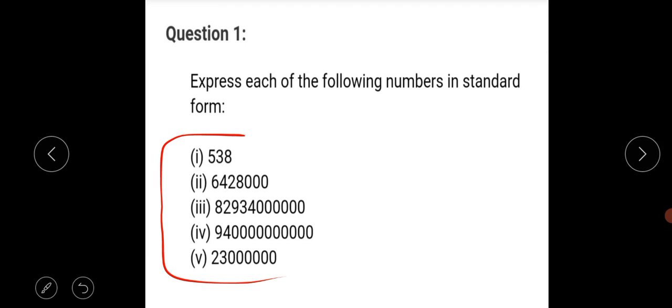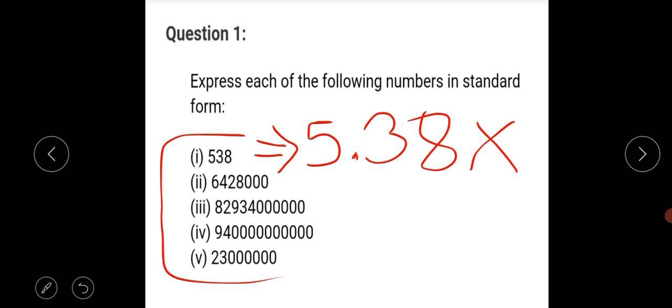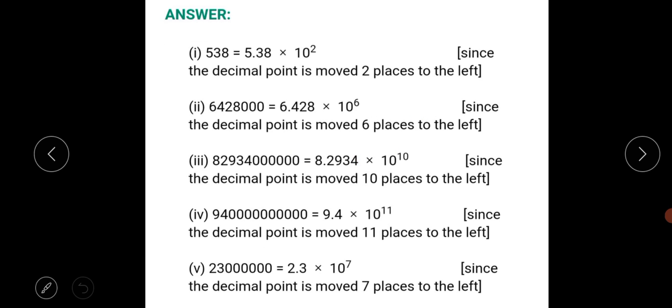Numbers. So, 538. In a standard form, we have to write the number, put the decimal, and the rest of the digits of the number, and then make it into 10 to the power something. So this can be written as 5.38 into 10 to the power 2. These are the solutions of this question. So 5.38 into 10 to the power 2. Why? Because we have to move the decimal up to 2 places on the left hand side.